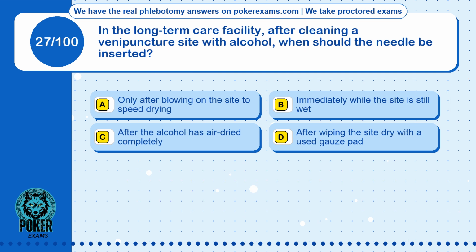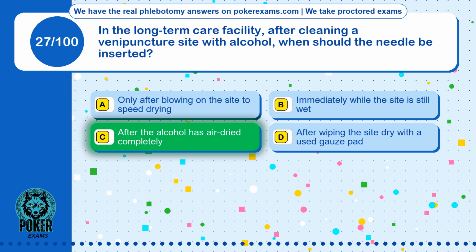Question 27. In the long-term care facility, after cleaning a venipuncture site with alcohol, when should the needle be inserted? Option A: only after blowing on the site to speed drying. Option B: immediately while the site is still wet. Option C: after the alcohol has air dried completely. Option D: after wiping the site dry with a used gauze pad.